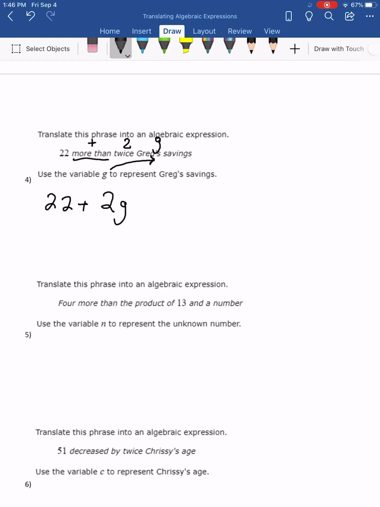Number 5, 4 more than, we know more than means addition. The product, that means multiplication of 13 and a number, and we call the number n. So that's going to be 4 plus the product of 13, so that's 13 times a number, 13 times n.